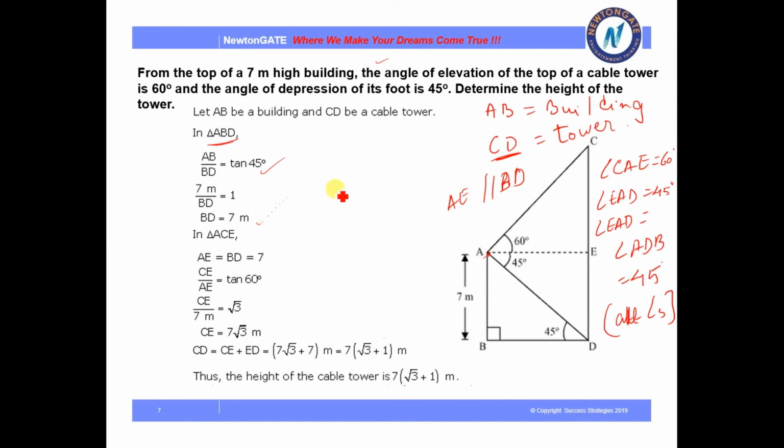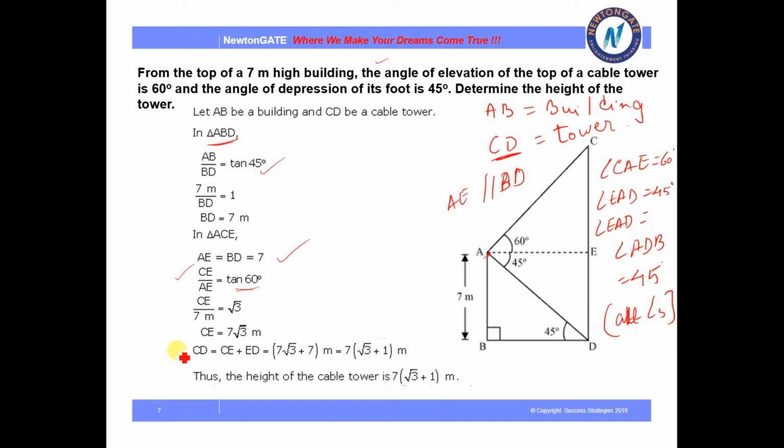Now we know that BD will be equal to AE because the distance between the tower and the building is the same. So AE is equal to BD, which is equal to 7. Now in triangle ACE, we take tan of 60 degrees. Tan of 60 is equal to CE by AE. That gives us CE is equal to 7 root 3 meters.